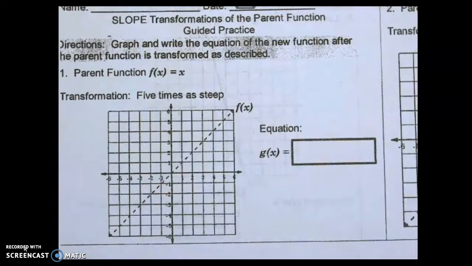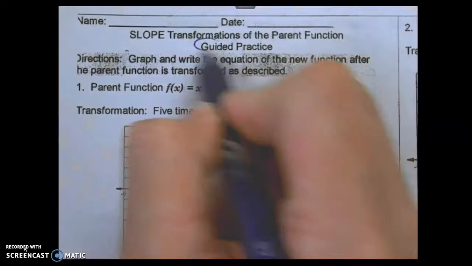So we want to take up where we left off yesterday with transformations of slope of the parent function. I'm going to do one together and then Mrs. Martin will pause and you all can do the next one together. So let's look at number 1 on the guided practice.